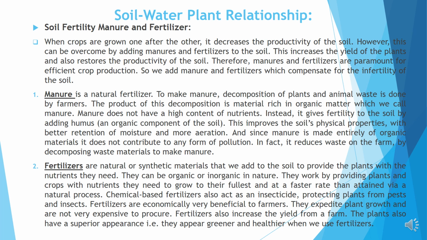Manure. It is a natural fertilizer. To make manure, decomposition of plants and animals' waste is done by farmers. The product of this decomposition is material rich in organic matter which we call manure. Manure does not have a high content of nutrients. Instead, it gives fertility to the soil by adding humus.